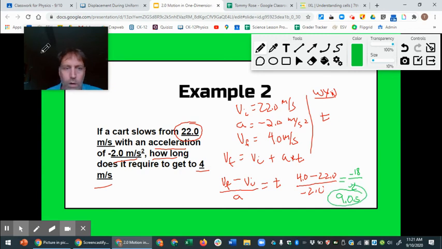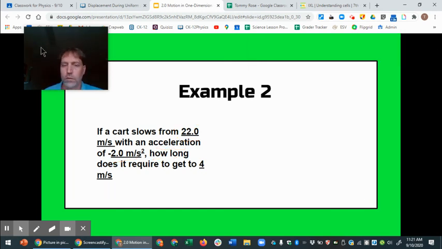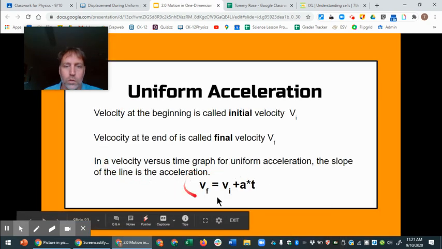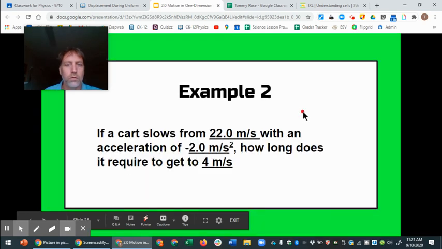So when a cart is traveling 22 meters per second and it's decelerating 2 meters per second every second, how long will it take to slow down to 4 meters per second? It'll take 9 seconds for that to slow down. So that's how we use that equation. This is how you use an equation when you have an initial velocity, a final velocity, acceleration, and time.